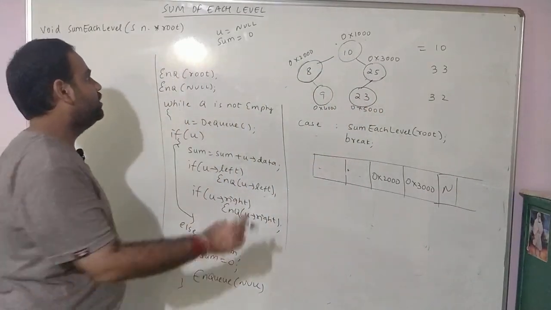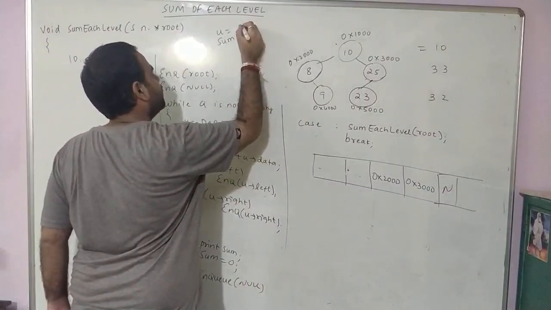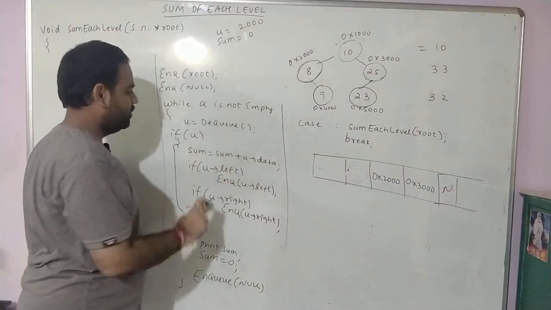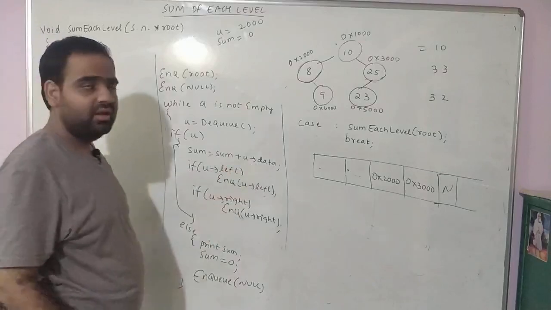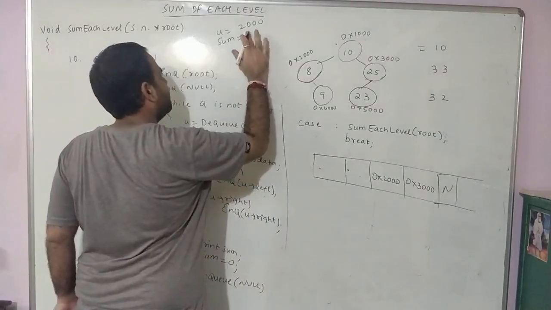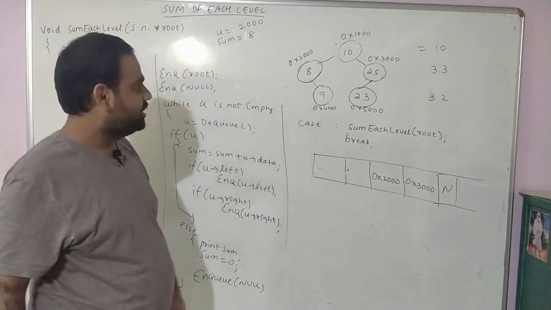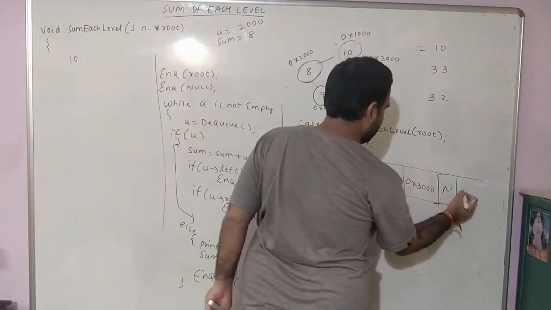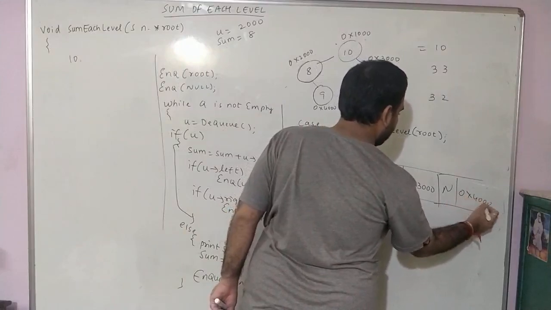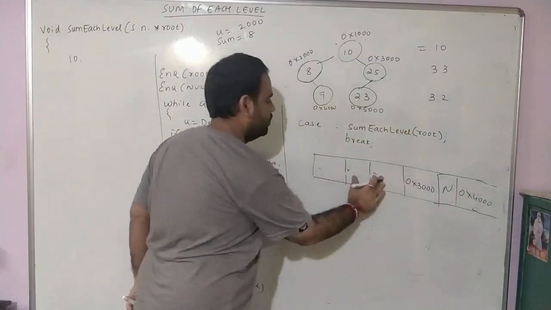Go back, q is not empty. Yes, u is equal to dq. What do you dq? You dq 2000. 2000 not equal to null. Yes, 2000 arrow data is 8. 0 plus 8 is nothing but 8. 2000 arrow left is null. Do not enqueue it. 2000 arrow right is not null. Therefore, you enqueue 4000 over here. Now, what have we done? We have dequeued 2000.